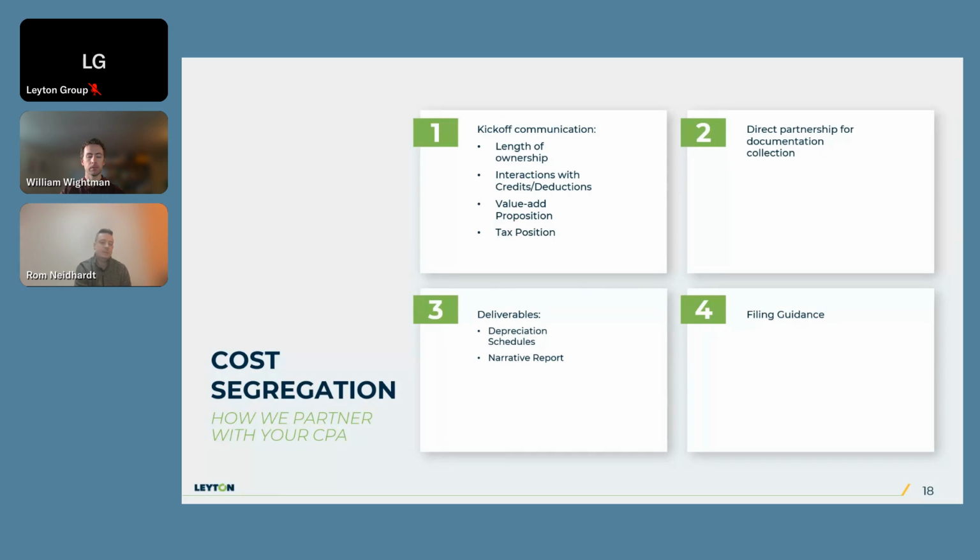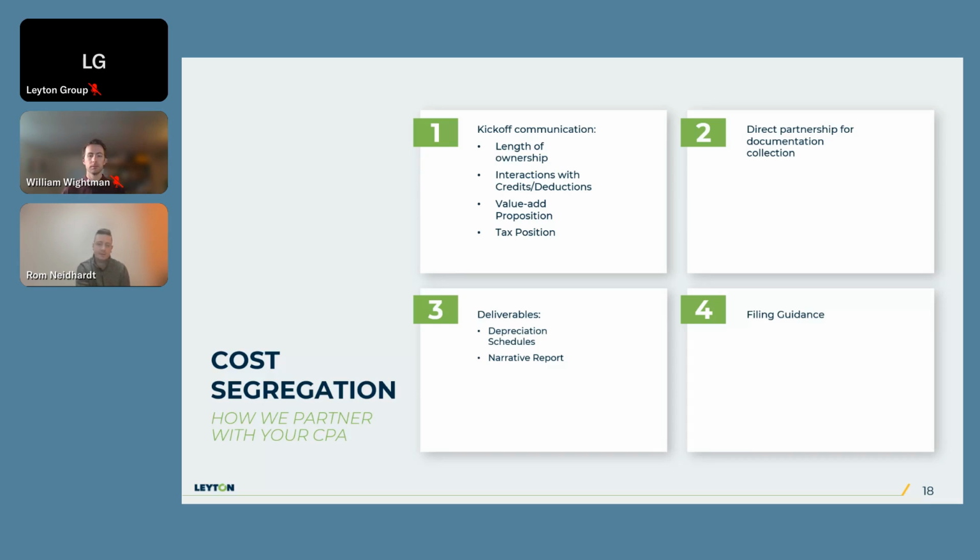So the reason these matter, right? Length of ownership. Depreciation is great. If you don't own your building long enough, there is depreciation recapture that you have to look out for. So typically we want to see that you're going to own your building at least 3 to 5 years before you sell it, to make sure that this is still a viable product for you, to make sure it's still going to benefit you. We want to make sure there's no negative interactions with any credits, deductions.